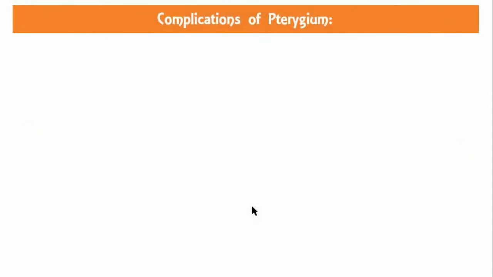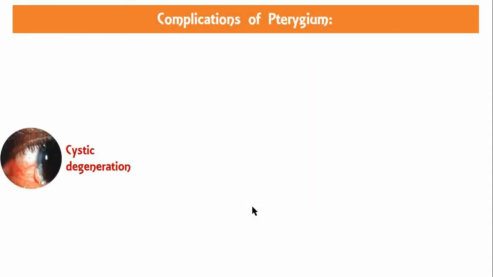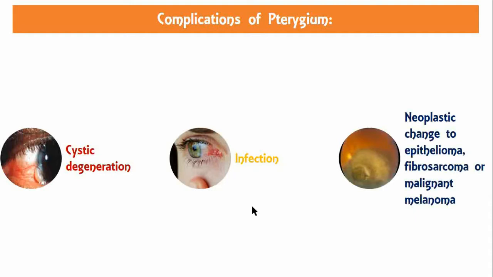Complications of pterygium. Complications like cystic degeneration and infection are infrequent. Rarely, neoplastic change to epithelioma, fibrosarcoma or malignant melanoma, may occur.